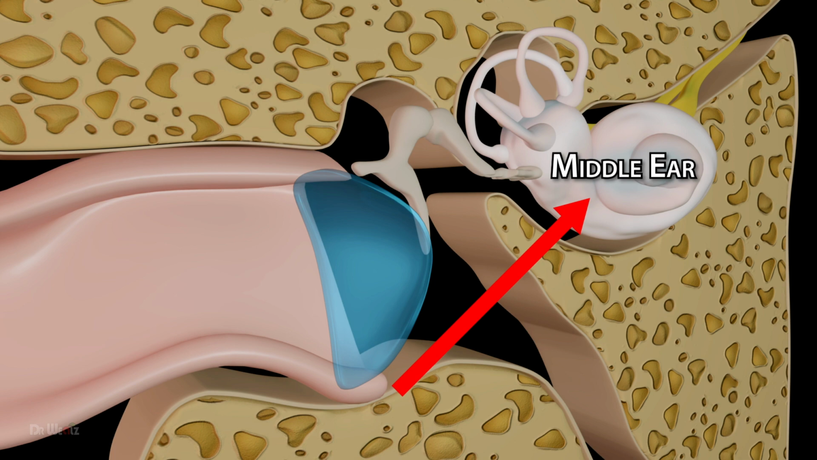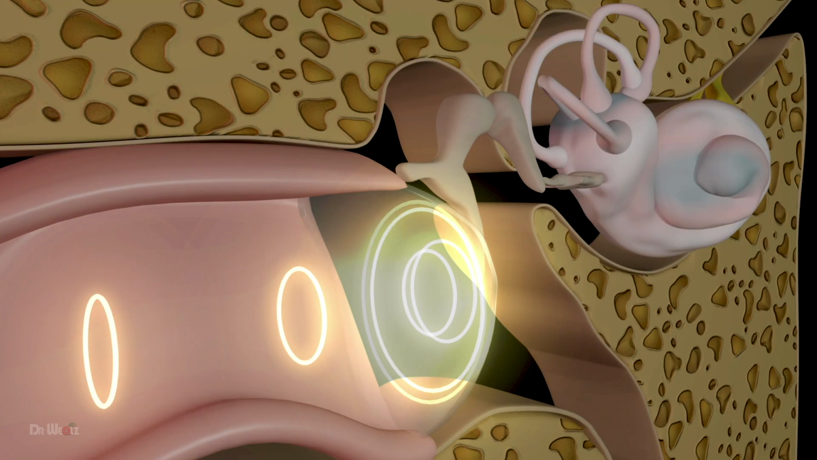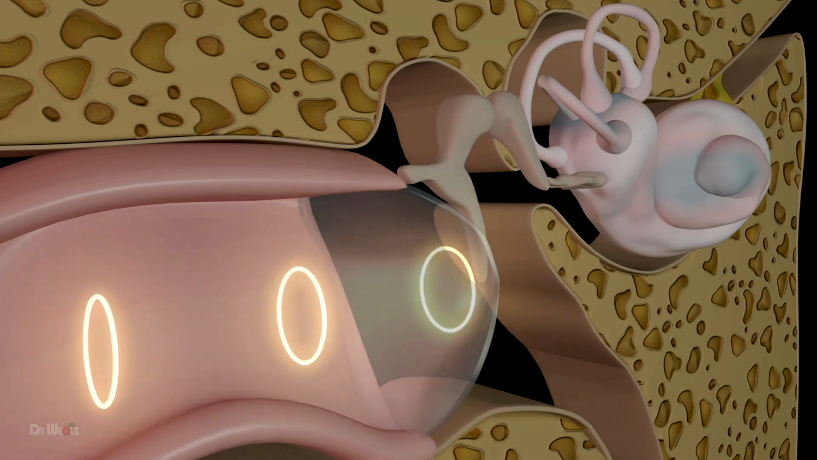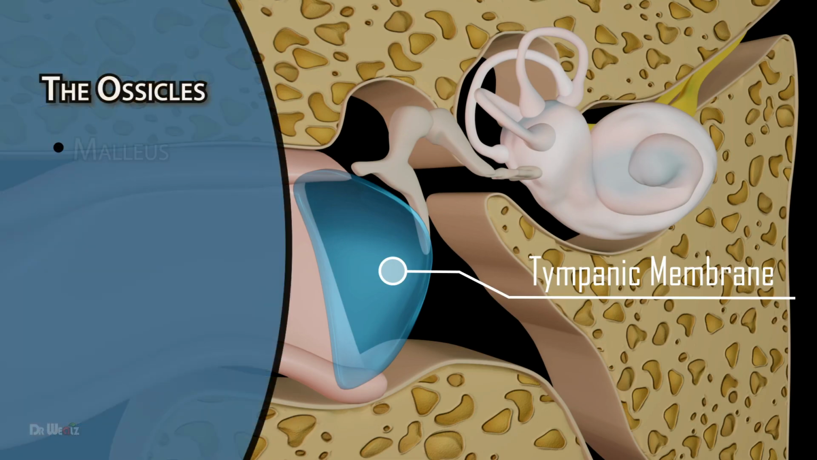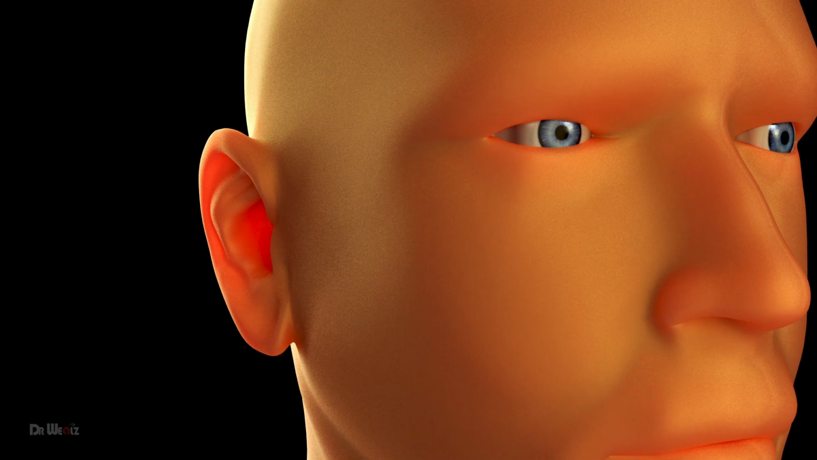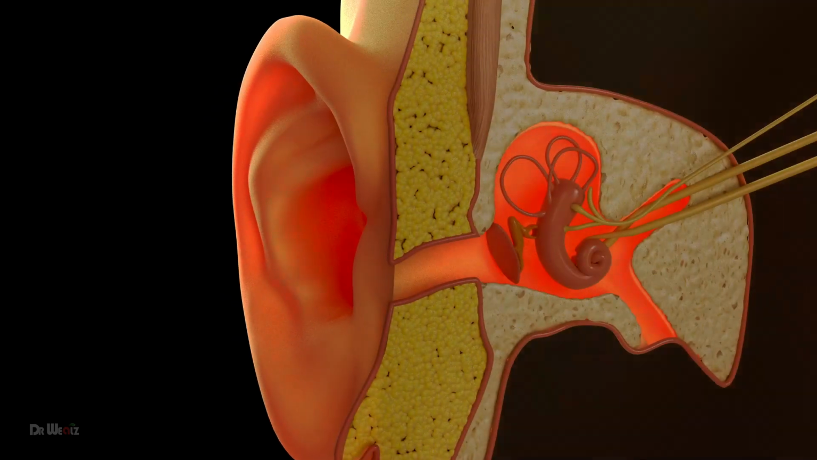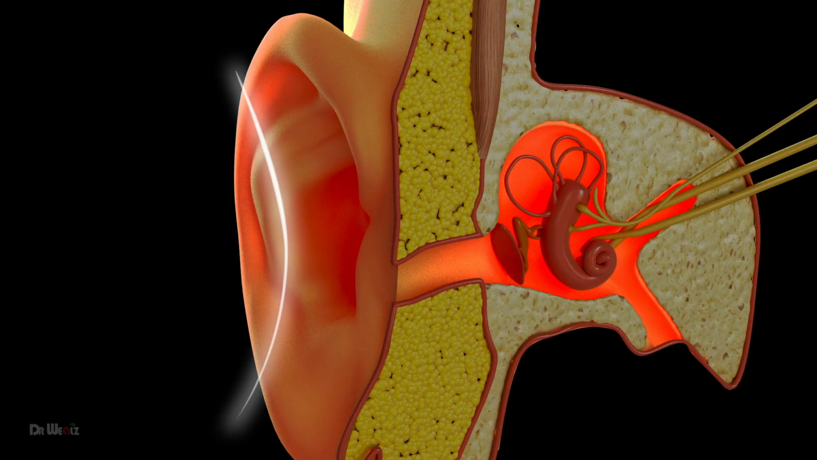It plays a vital role in hearing by vibrating when sound waves enter the ear canal, which then sets the ossicles in motion. The ossicles consist of three tiny bones in the middle ear, the malleus, incus, and stapes. These bones transmit sound vibrations from the eardrum to the inner ear.